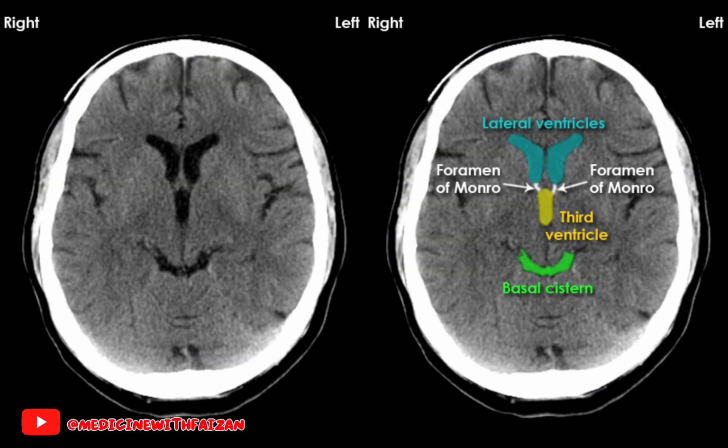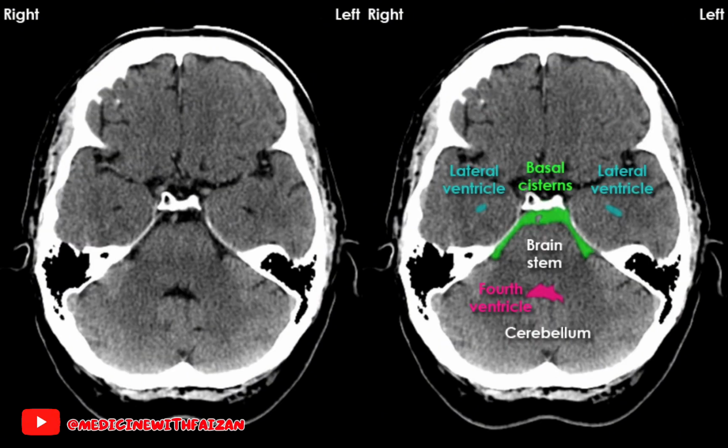The third ventricle is located centrally. The lateral ventricles communicate with the third ventricle via small holes known as foramina of Monro, shown in white color. The fourth ventricle, shown here in pink color, is located in the posterior fossa between the brainstem and cerebellum. It communicates with the third ventricle above via a very narrow canal, the aqueduct of Sylvius, which is not shown here.